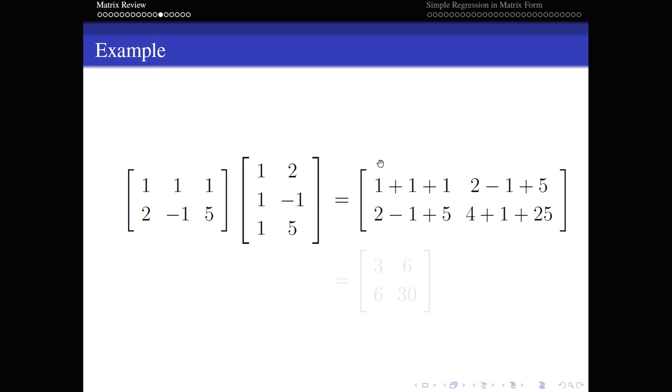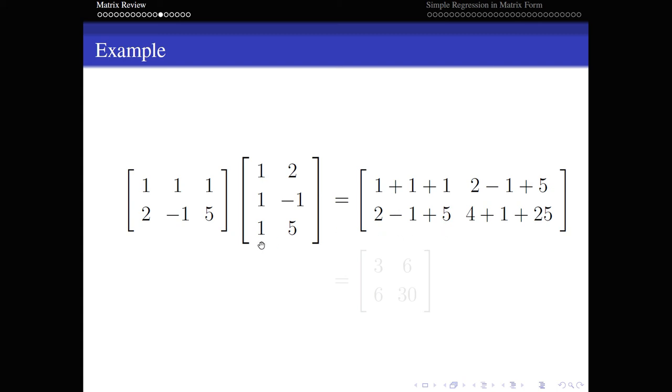Now for the second row, first column, I'm going to take the row from the first matrix and the column from the second matrix, multiply them, and add them together. So row 2 times column 1: 1 times 1 plus negative 1 times 1 plus 5 times 1 gives me 2 minus 1 plus 5. And that's my entry for the second row, first column.